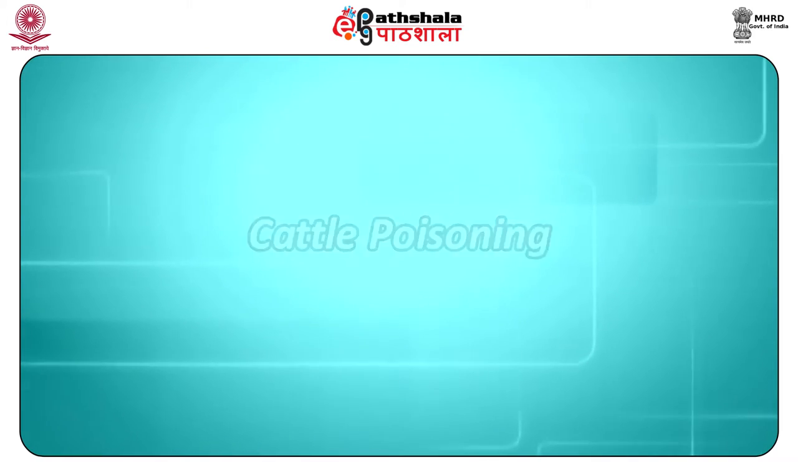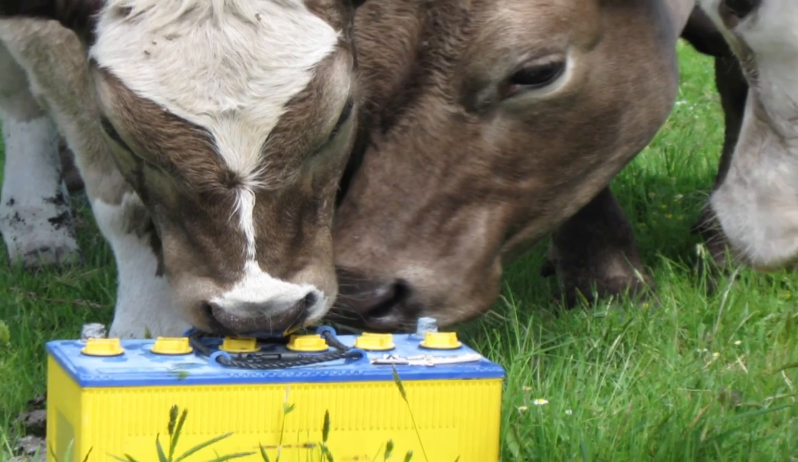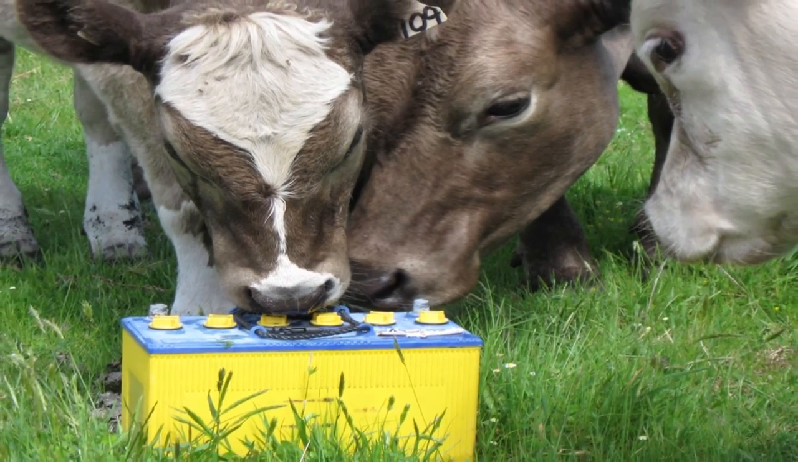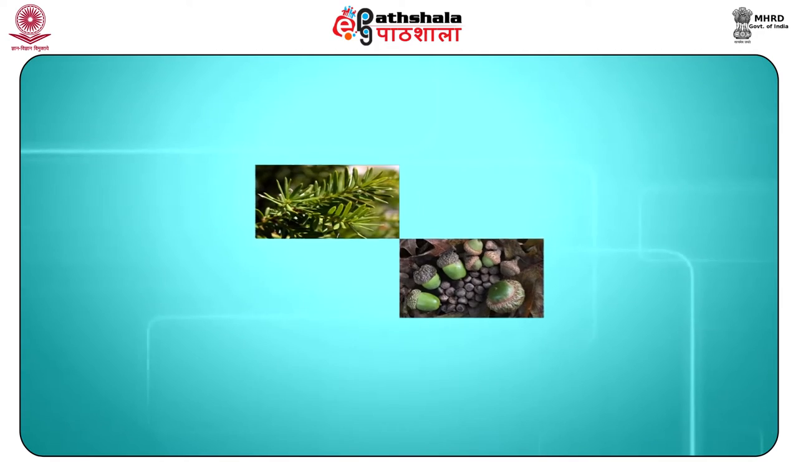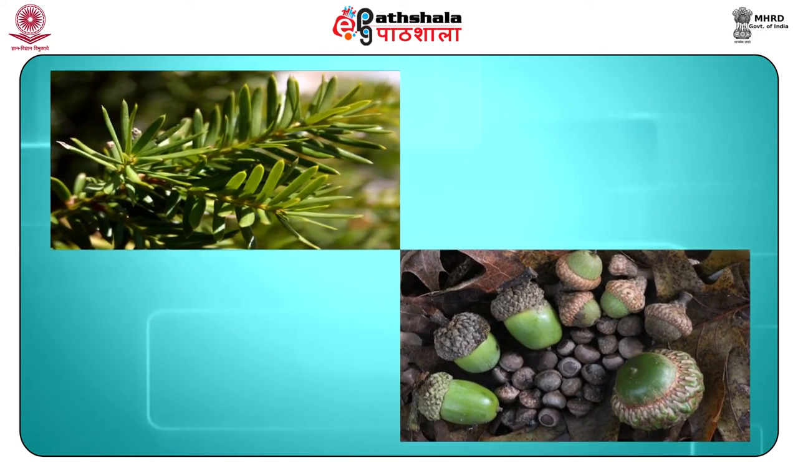Cattle poisoning. Young calves can catch lead poisoning if they lick lead paint or batteries. A number of plants are lethal to cattle, including yew leaves and acorns. Cattle may suffer nitrate poisoning when there are high nitrate levels in meadows and crops, especially after dehydrated weather or where a lot of nitrogen fertilizer has been applied in winter or spring.